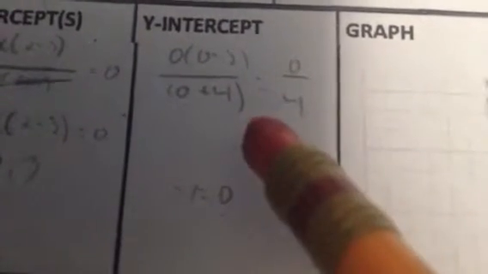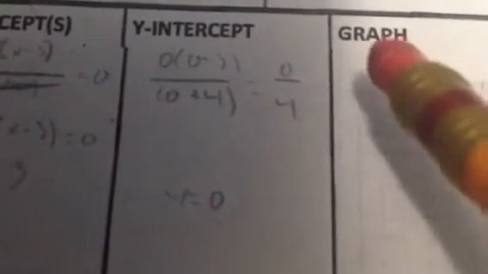For the y-intercept, you plug in 0 every time there's an x for the simplified equation. So once you do that, you get 0 on top, and you get 4 on the bottom, and you get y equals 0, and the point will be 0, 0.